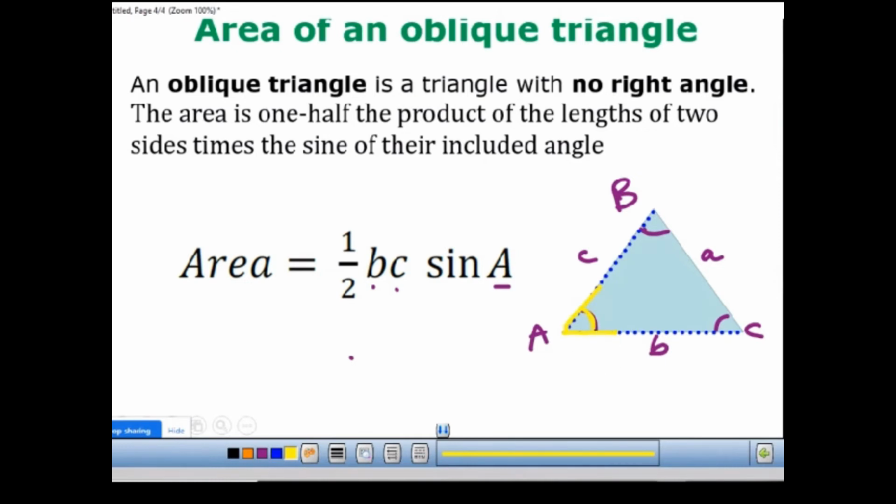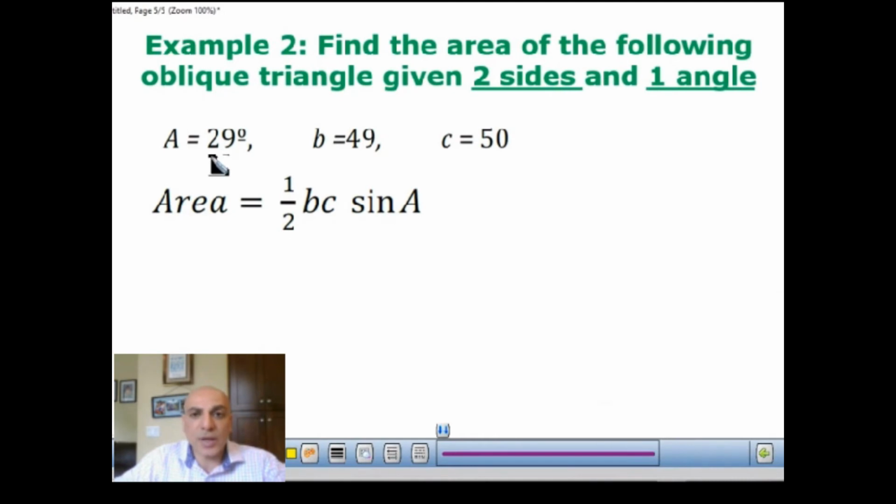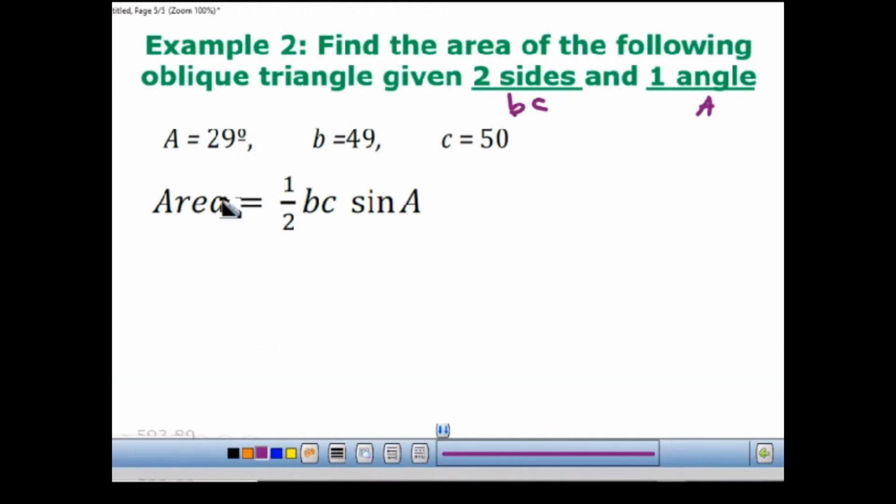So here's an example. Find the area of the following oblique triangle given two sides and one angle. Angle A is 29 degrees. We're given one angle, which is A, and two sides, B and C. That's a side, that's a side, and this one is an angle. So using this formula, I have 1/2 of B, the side, which is 49, times C, which is 50, and sine of the angle between them, which is 29 degrees.